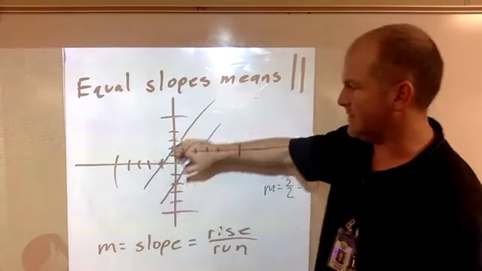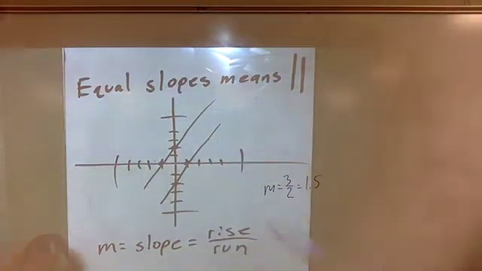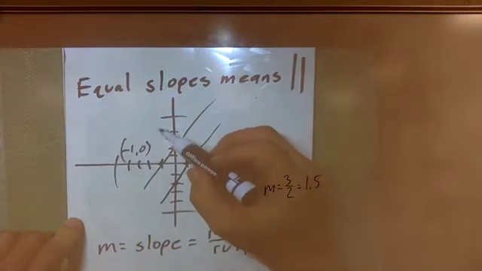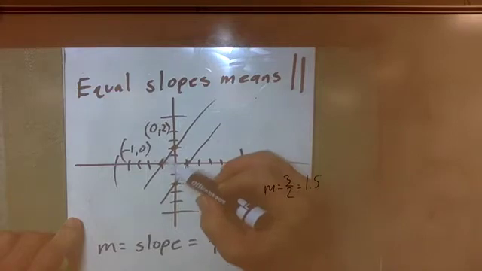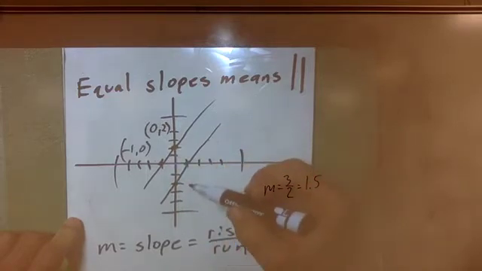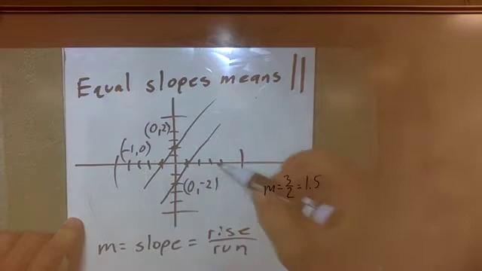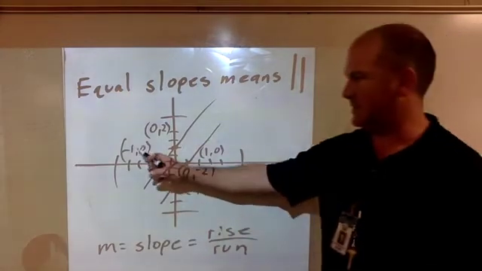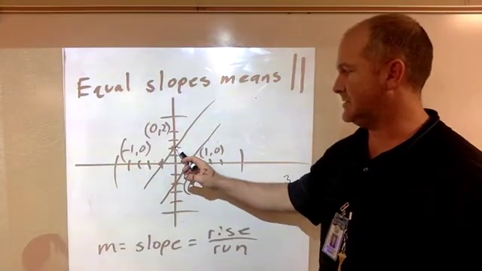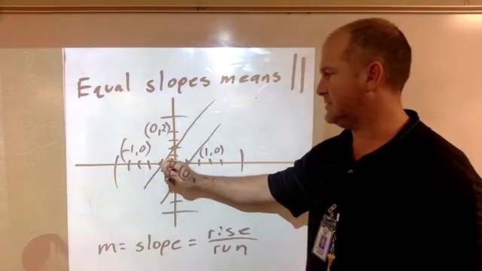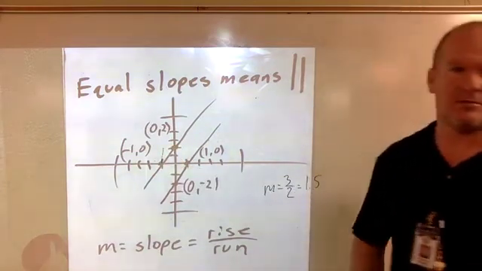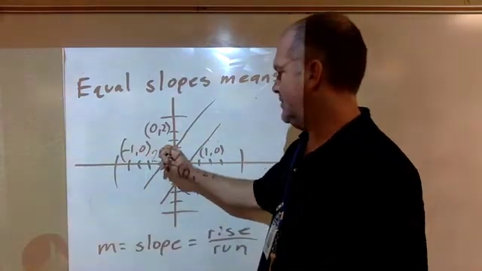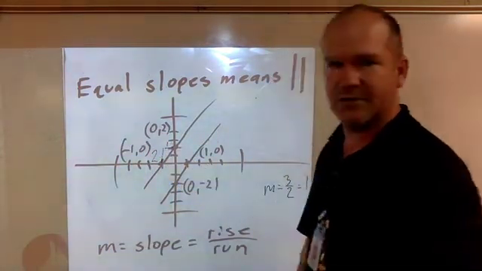So let's check this line up here first. You've got the point at -1, 0, and you've got a point at 0, 2, here and here. This one here, you have a point at 0, -2, and you have a point at 1, 0. So to get from this point, the -1, 0, to this point, the 0, 2, you would have to go up 2 spaces, and over 1. Up 2 and over 1.